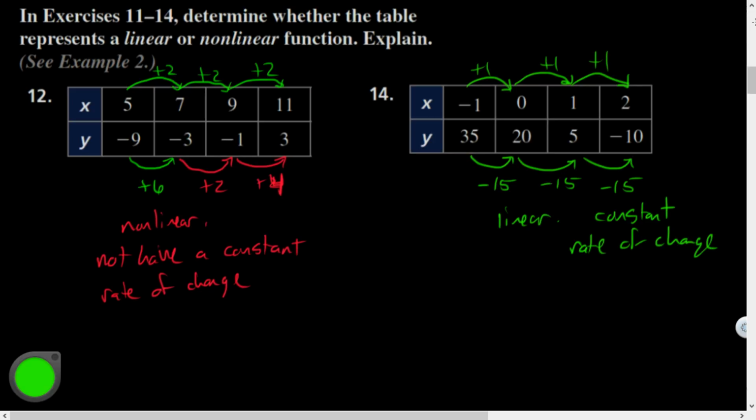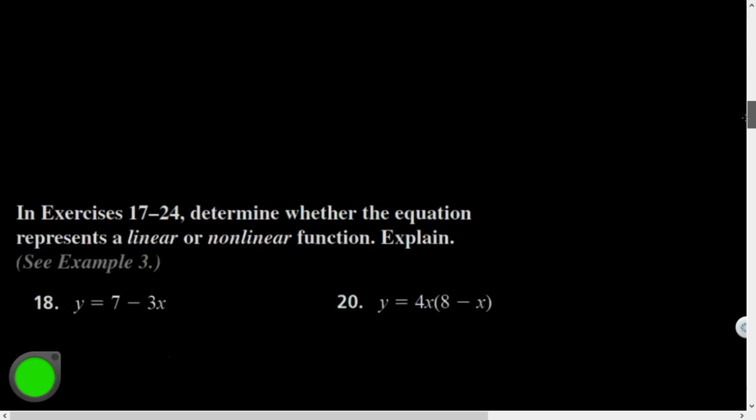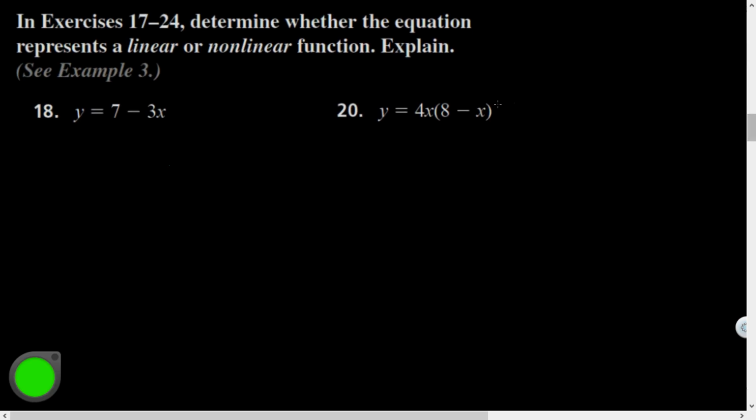Do I have one more batch of problems? A couple more in this last batch. We also were able to determine whether or not something was linear if it could be written in the form y equals mx plus b. So the question is, can I write this in that form? This one I could rewrite as y equals negative 3x plus 7 if I use the commutative property. And that's in the form y equals mx plus b, so that is good news.